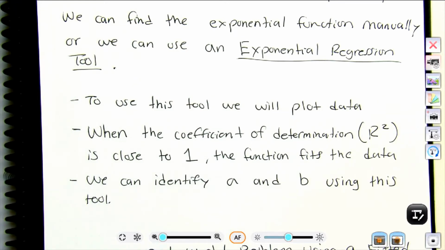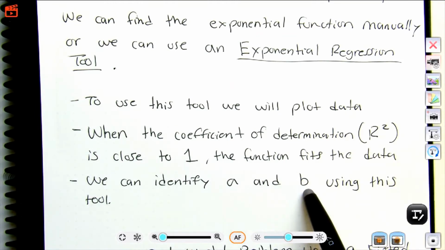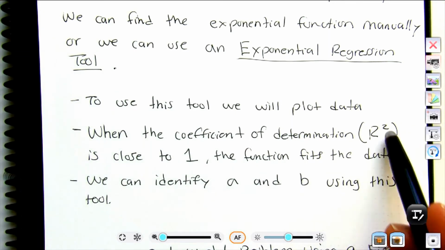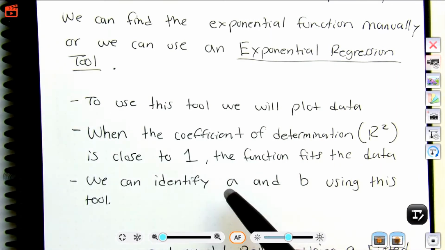Then with this tool, it actually also gives us A and B. So all we really need to know is how do we use this tool, how do we plot the values, and then we could get this information. We could get the coefficient of determination, we could get A, and then we could get B. So let's actually do that.